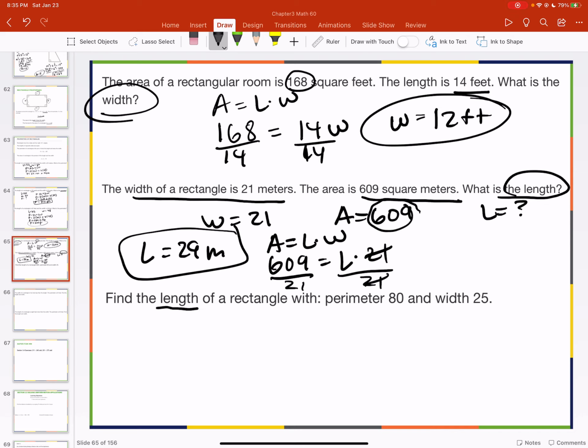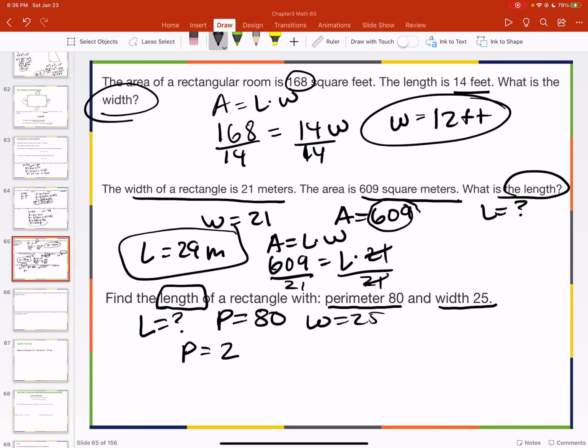Okay, so now let's see here. We have find the length. So right away, I can write L is equal to question mark of a rectangle with perimeter 80. So I can write P equals 80 and width 25. So W is equal to 25. I'm using the perimeter formula for a rectangle. So twice the length plus twice the width.